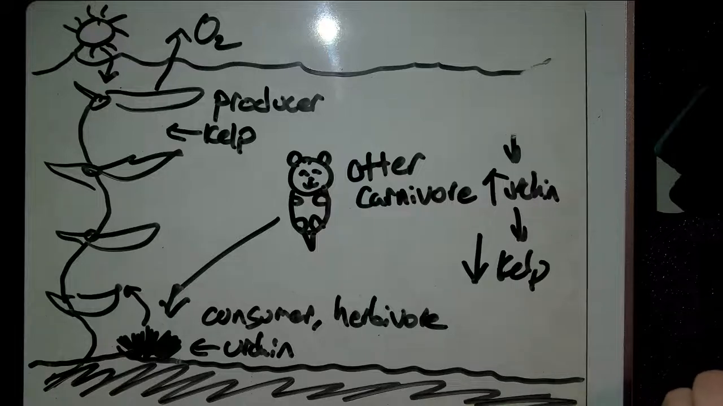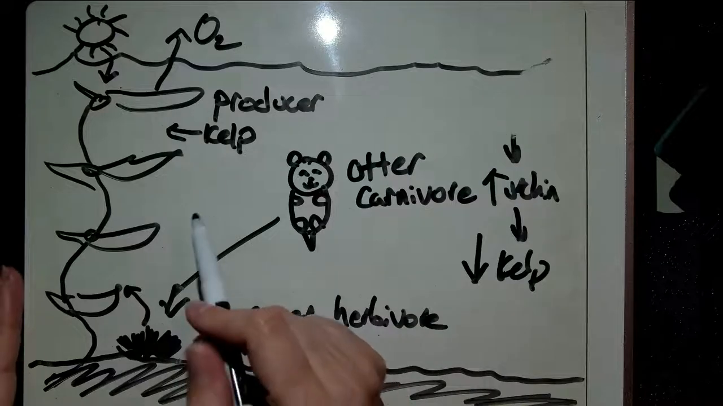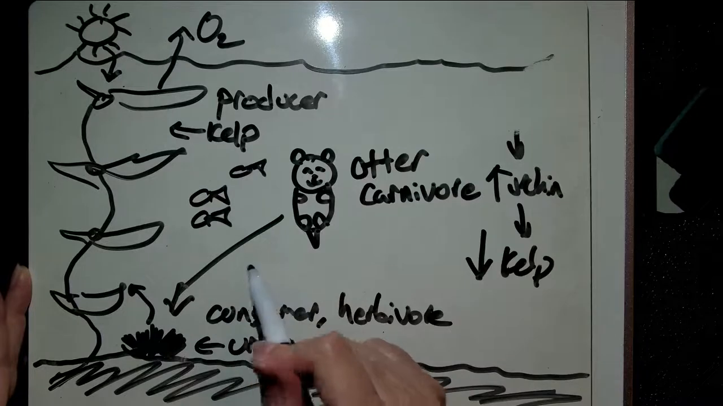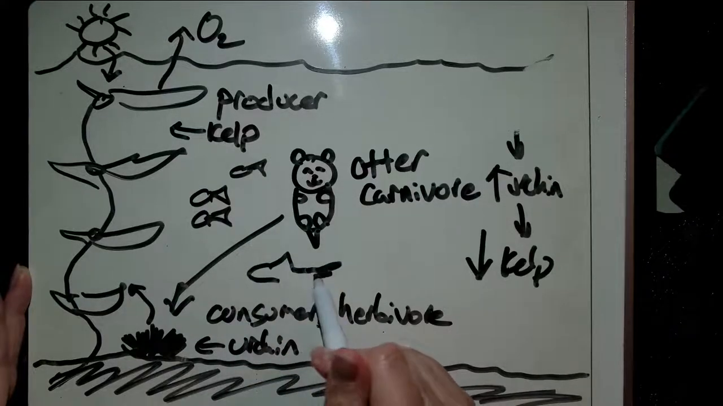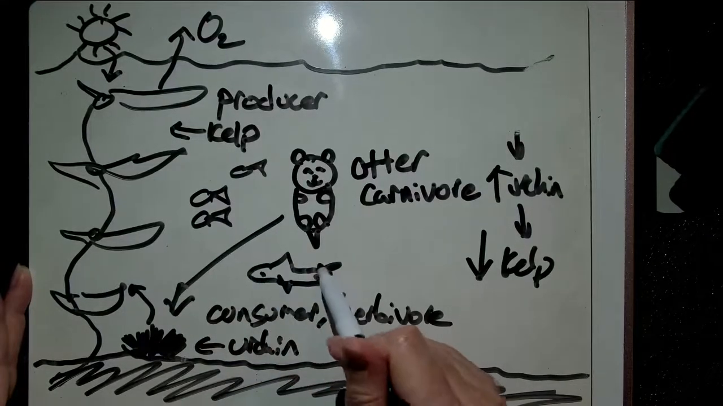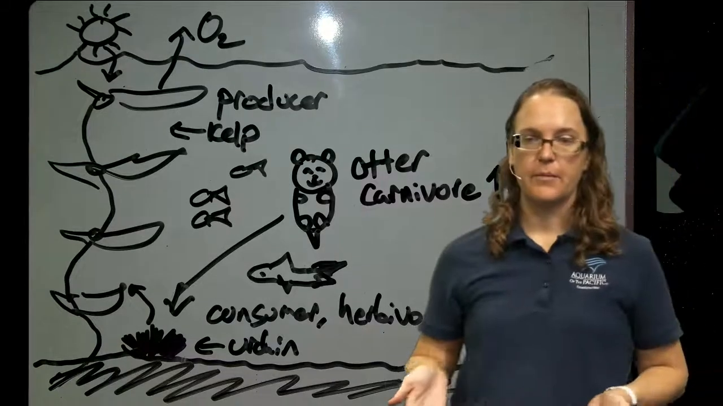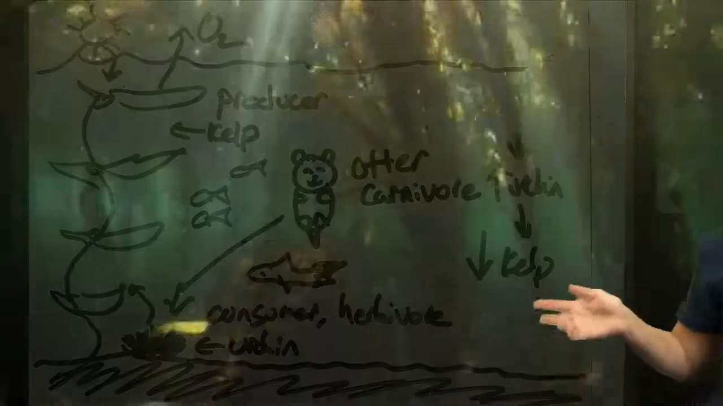And that not only affects, say, where the otters live, but remember, we saw before in that webcam that the kelp forest is home to a lot of different animals, right? It's not just the otters. There's some fish that call it their home. There's some sharks that hang out. There's lots of different animals that live in the kelp forest. So all of a sudden, if there's no more kelp, then there's a lot of different animals that don't have a home anymore. So that's why that balance.